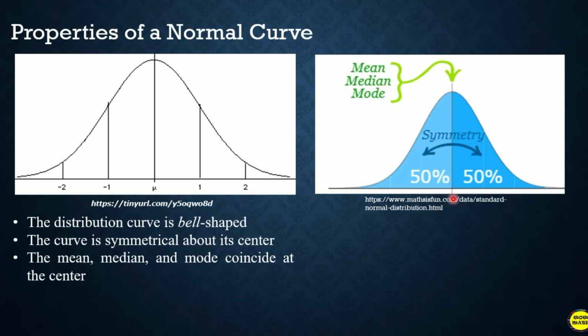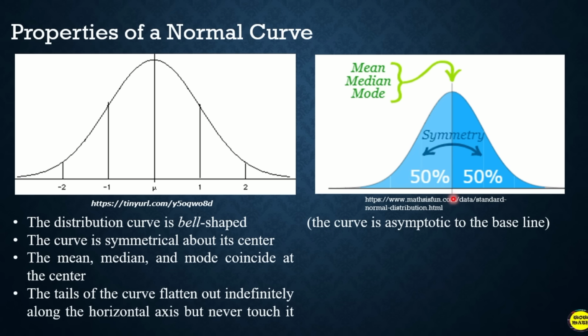Remember that. The tails of the curve flatten out indefinitely along the horizontal axis but never touch it, or the curve is asymptotic to the baseline. When we say asymptotic, class, it only gets closer and closer to our x-axis but it never touches. It only gets close to the x-axis. So that is the tail of the normal curve.